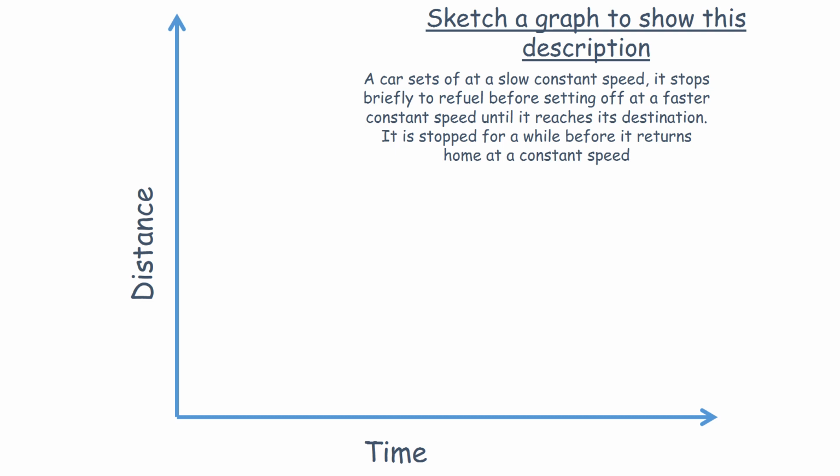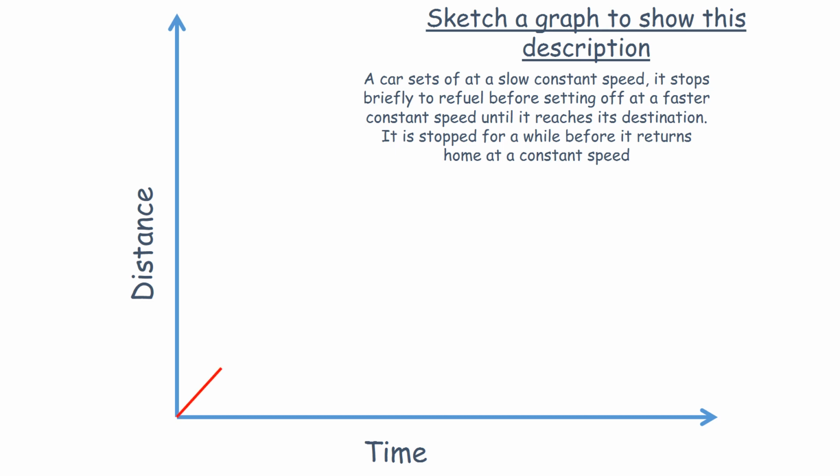So sketch a graph to show this description. Think about what it's saying in the words. A car sets off at a slow constant speed and it stops briefly to refuel before setting off at a faster speed until it reaches its destination. It stops for a while before it returns home at a constant speed. Sketch out what you think that graph looks like. Pause the slide. And I'm going to show you the answer.